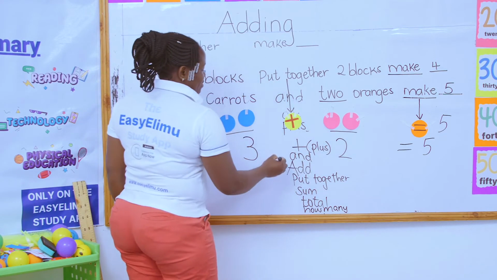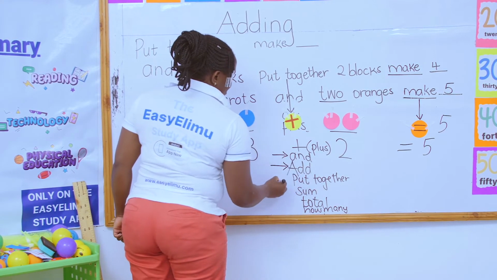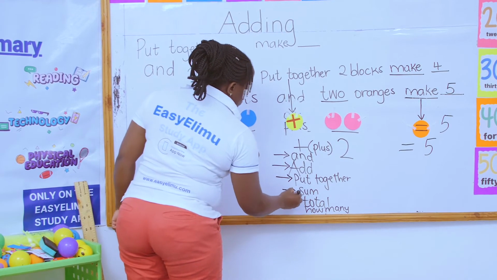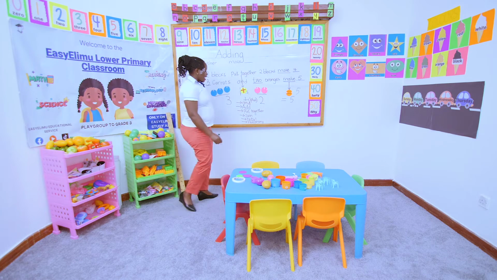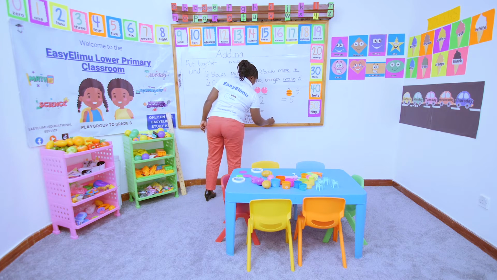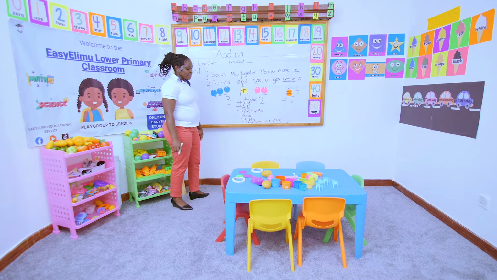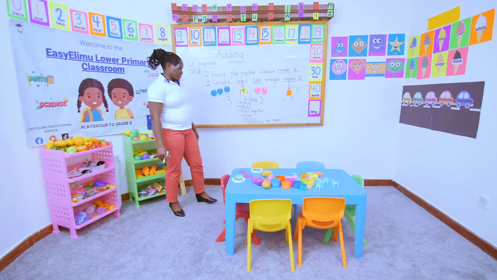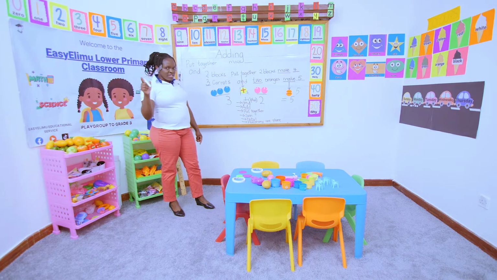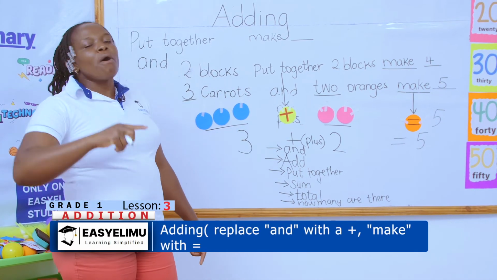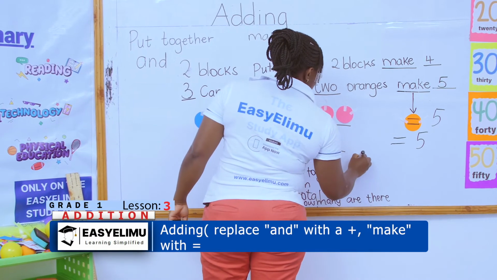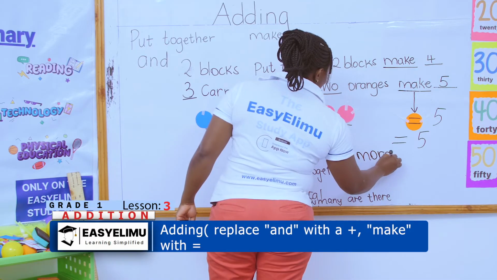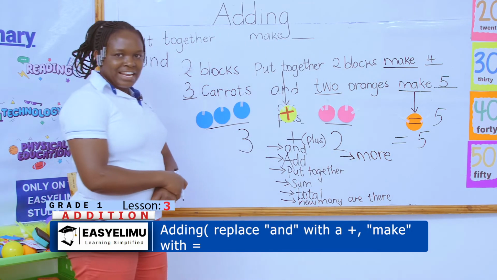Okay? So we have learned that and, add, put together, sum, total, how many? How many are there? Is still an addition word. When you use the word more: I bought 3 oranges. Then daddy gave me 4 more oranges. How many oranges do I have altogether? Daddy gave me 4 more oranges. So we have gotten another word, more. It's still an addition word.